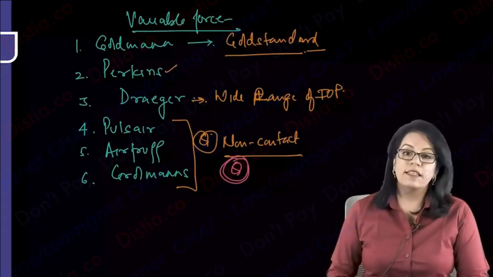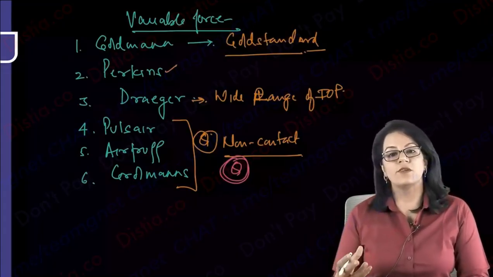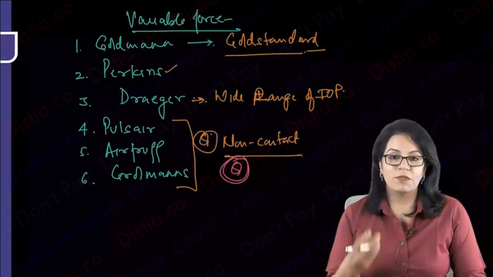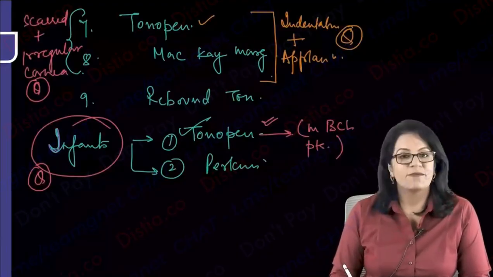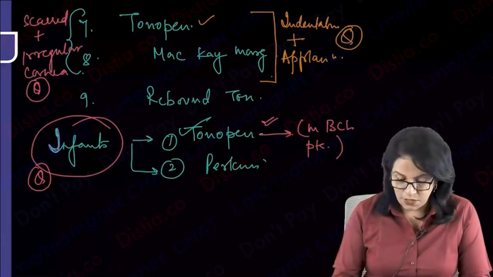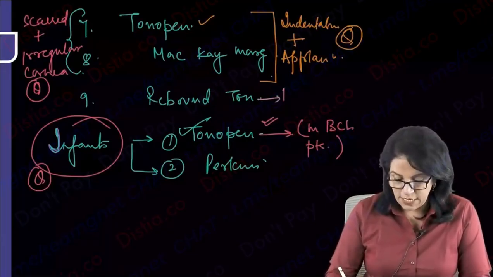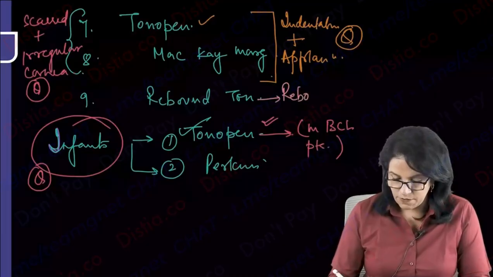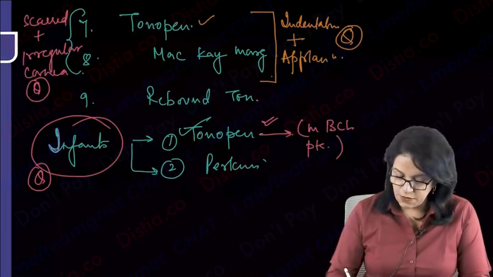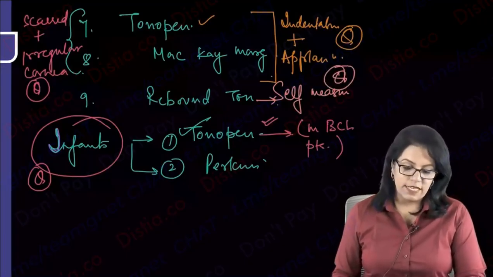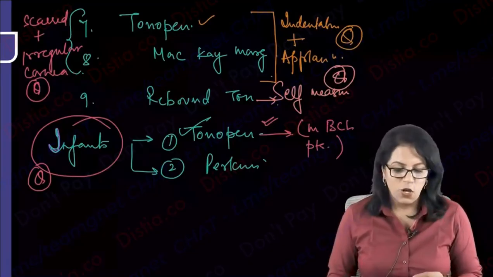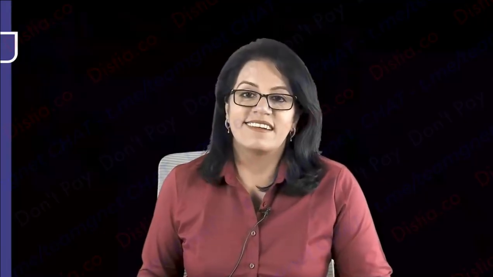Then another exam question was, which tonometer can be used for self-measurement? I can measure my own IOP. Now your answer is rebound tonometer. So this is the next important question. Rebound tonometer is used for self-measurement. This is again an exam question. You can call it a home tonometer.